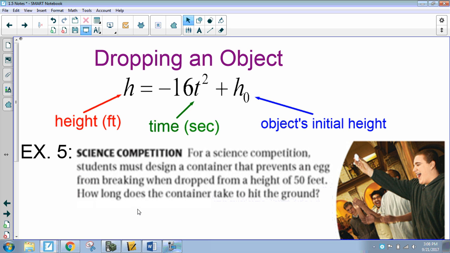All right, we are finishing up the notes from 1.5. So when I drop an object, this is the formula that you will use. h is the height at any given point in time, t is time in seconds, and then h naught, so it's h sub 0. That's how you say it, h naught. That's the object's initial height, so where I'm dropping it from.